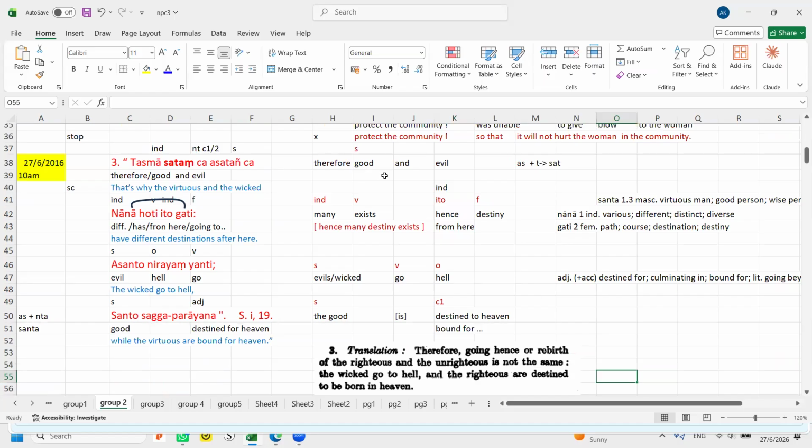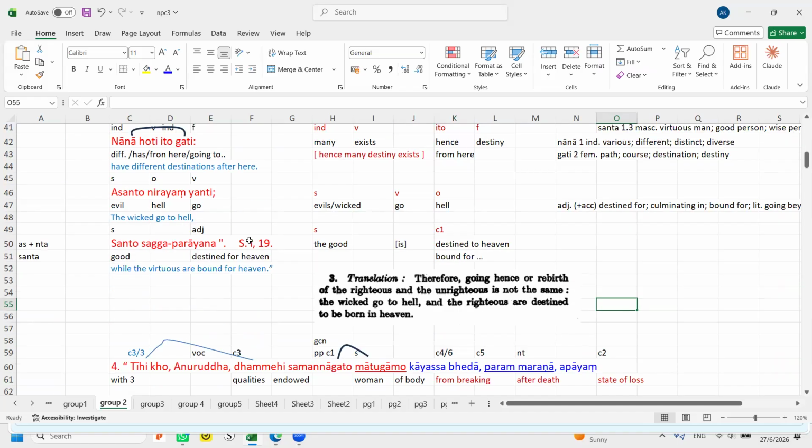So when you read like that, you can understand. Therefore, good and evil, many exist. That means hence many destinies exist. Many, that means this and this lah. Besides heaven and hell, there are other destinies, such as the four woeful states. But in this case, it never mentioned the four woeful states.